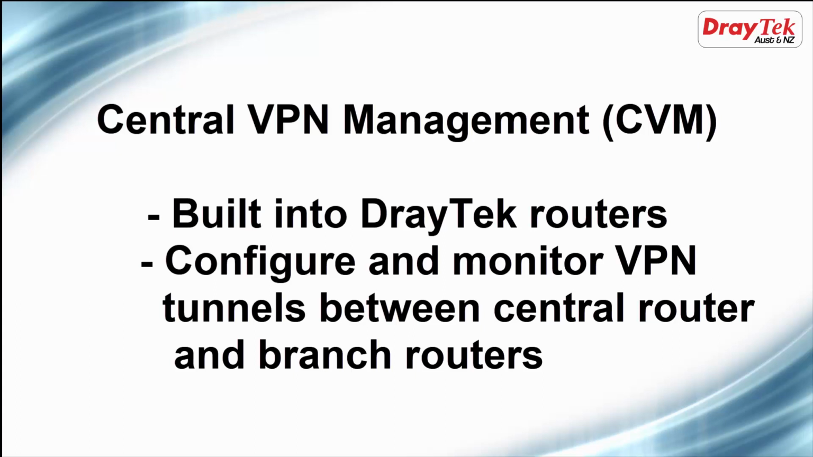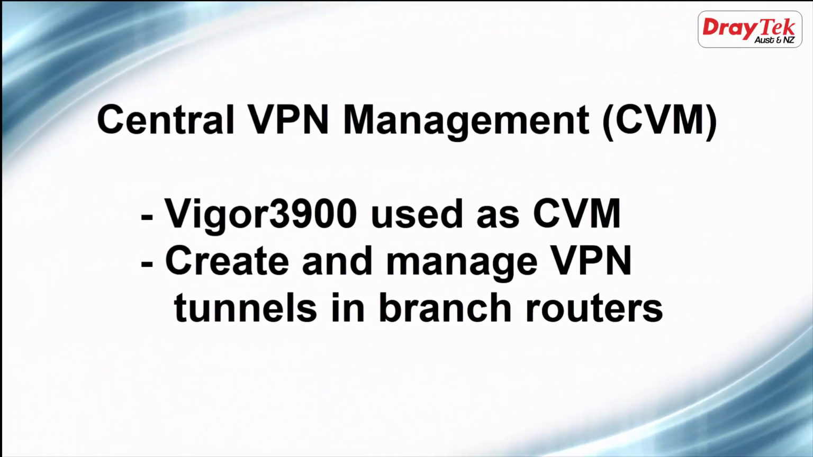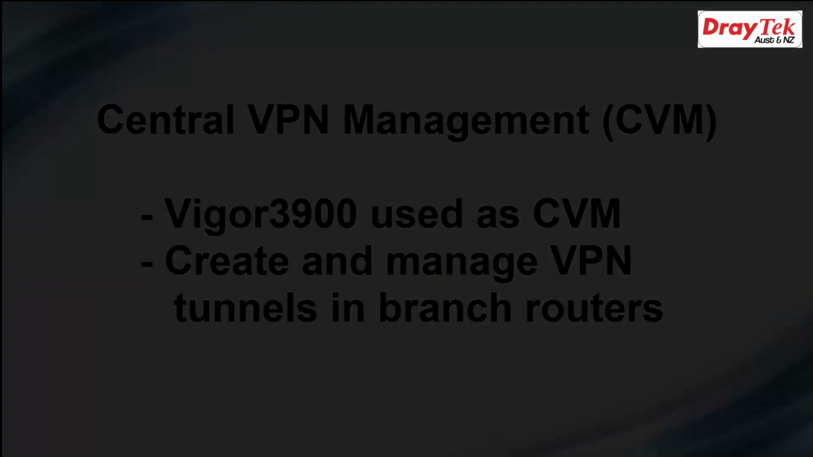Central VPN Management, also known as CVM, is a feature built into DrayTek routers. It is used to configure and monitor VPN connections between the central router and branch routers. In this video, I will show you the configuration process to set up central VPN management in the DrayTek Vigor3900 and then use it to create and manage VPN tunnels in branch routers.